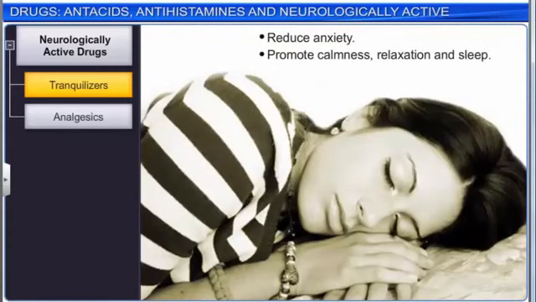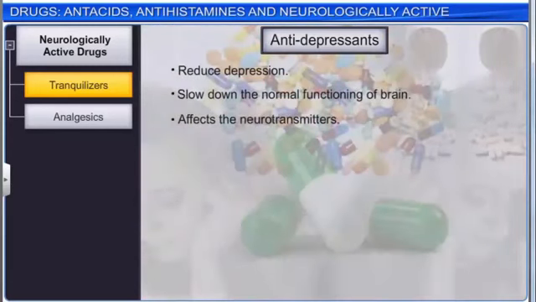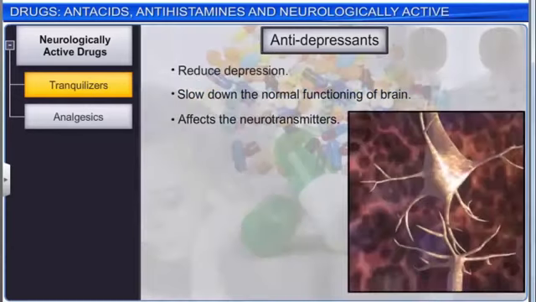relaxation, and sleep. There are several types of tranquilizers, like antidepressants and barbiturates. They function by different mechanisms. Let us now see how antidepressant drugs, which are a type of tranquilizers, help reduce depression. Tranquilizers slow down the normal functioning of the brain. For that reason, they are often referred to as depressants. These kinds of drugs work by affecting the neurotransmitters.